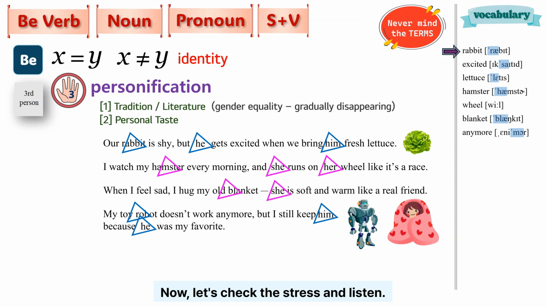Now let's check the stress and listen. Our rabbit is shy, but he gets excited when we bring him fresh lettuce. I watch my hamster every morning, and she runs on her wheel like it's a race. When I feel sad, I hug my old blanket. She is soft and warm like a real friend. My toy robot doesn't work anymore, but I still keep him because he was my favorite.